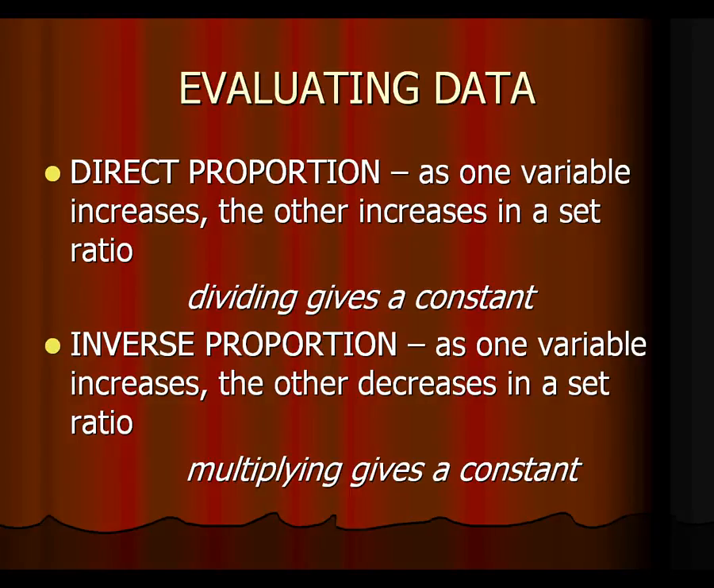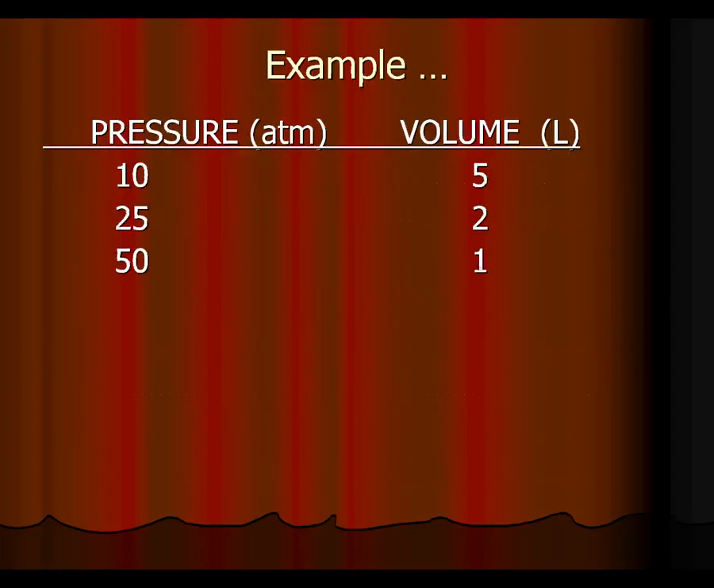The opposite of that is an inverse proportion. And inverse means opposite. So the idea here is that as one variable goes up, the other one goes down proportionally. And the way you're going to test to see if something is an inverse proportion is that multiplying will give you a constant. So let's look at an example so that this makes a little bit more sense. You get this data. You have a balloon that at different volumes, different sizes, you want to see how much pressure there is.